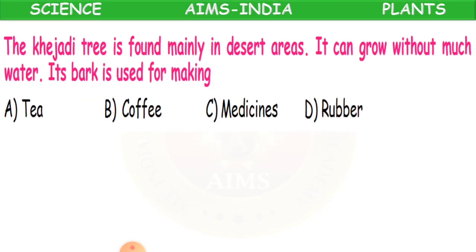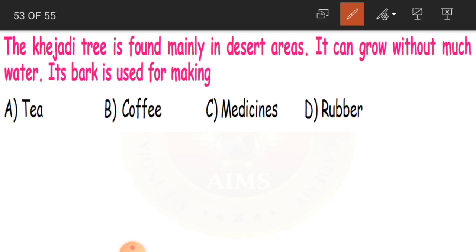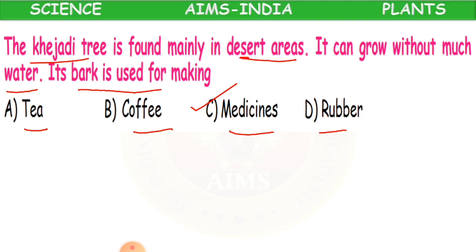And the next question is, the khejadi tree is found mainly in desert areas. It can grow without much water. Its bark is used for making. The khejadi tree which grows in desert area can grow without much water. Why? Because already it is a desert plant, so it doesn't need much water. And why do we use the bark of this tree, children? To make tea, coffee, medicines or rubber. To make medicines. That is C option.